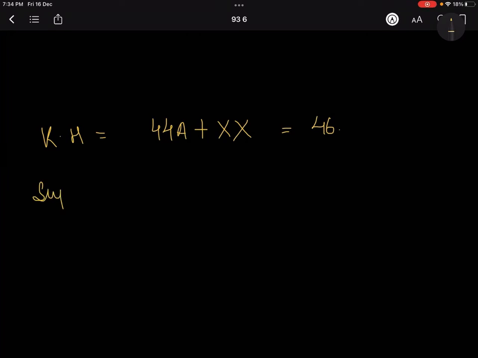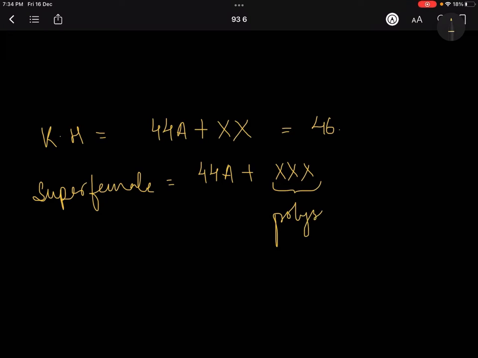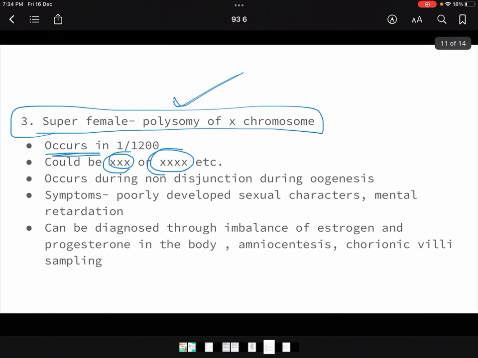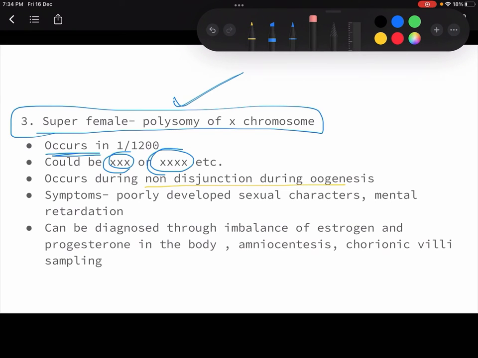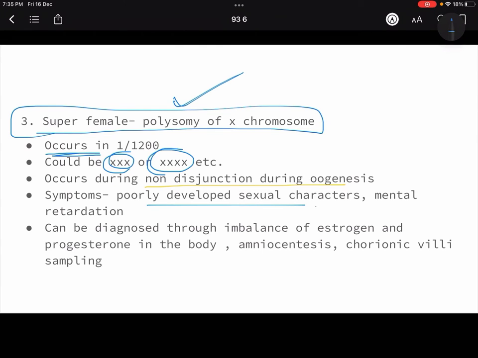But super female की case में what is the karyotype? It is 44A plus XXX, or it could be more X. So there is a trisomy, or you can say polysomy here, ठीक है? So you will write it like 47 instead of 46. ठीक है? तो ये karyotype you understood. Now again it occurs during the non-disjunction of the X chromosome during the oogenesis, and here also there are poorly developed sexual characters. ठीक है? There is mental retardation, all of that.